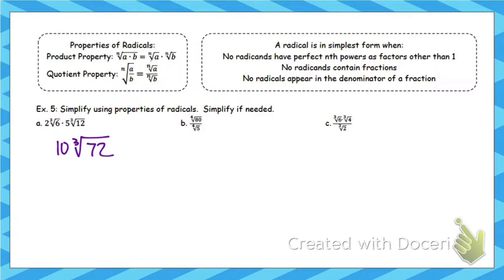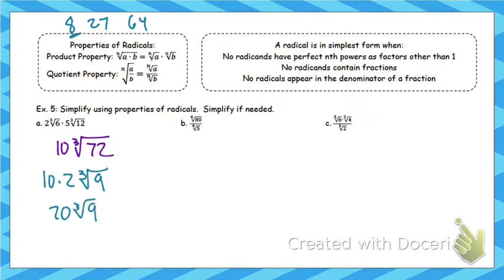So perfect cubes, okay, that would be like 2 cubed is 8, 3 cubed is 27, 4 cubed is 64. 72 is divisible by 8. The cube root of 8 is 2, so I could take out that 2. If I divided out 8, I'd be left with 9. So this is 2 times the cube root of 9.